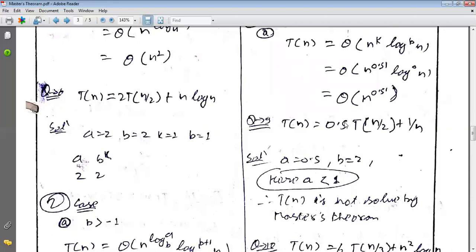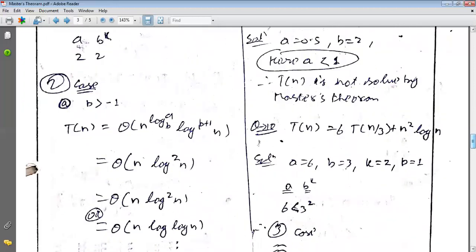As we already told, not all recurrence relations need to be solved with the help of the master's theorem. If we want to solve a recurrence relation with the master's theorem, then it must be in the given format, and it must satisfy the conditions for the variables a, b, k, and p. Clear? Now we go for the next one.